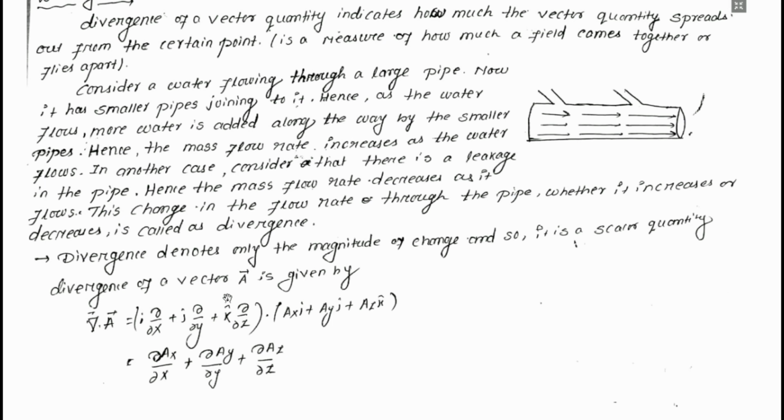Divergence of a vector A is given as del dot A, where we have the del operator dot A. The del operator is i cap ∂/∂x plus j cap ∂/∂y plus k cap ∂/∂z, with dot product of the vector A, that is Ax i cap plus Ay j cap plus Az k cap. Ax, Ay, Az are the components of the vector in the x, y, z directions respectively. So we have ∂Ax/∂x plus ∂Ay/∂y plus ∂Az/∂z. That's how we define the divergence of the vector A.